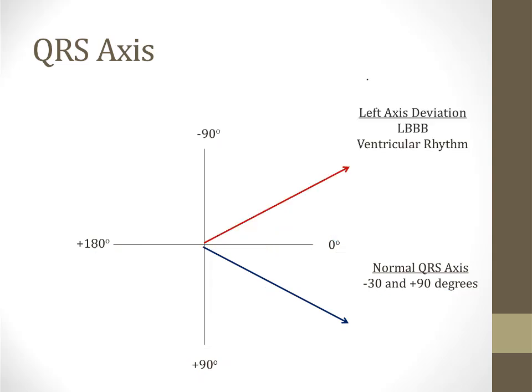It turns out that there are a number of conditions that can shift the QRS axis to the left. This is called a left axis deviation. This happens when the QRS axis is between minus 30 and minus 90. There are a number of things that can do this. Some of them that are worth knowing include a left bundle branch block. This can also occur when you have a ventricular rhythm like ventricular tachycardia.